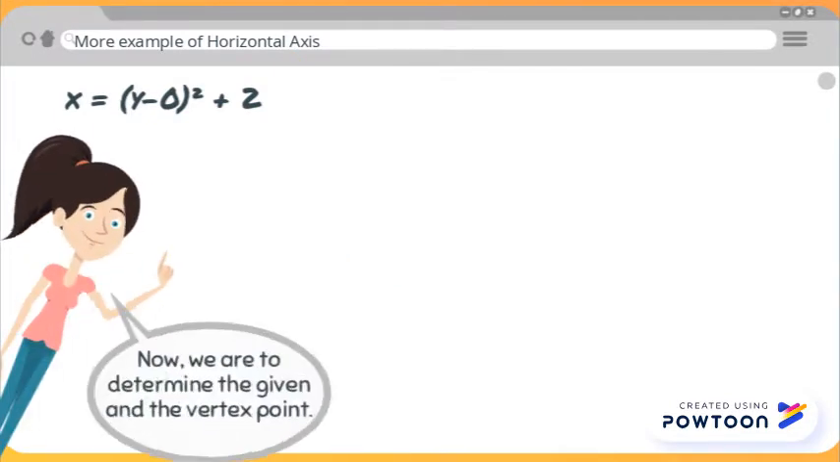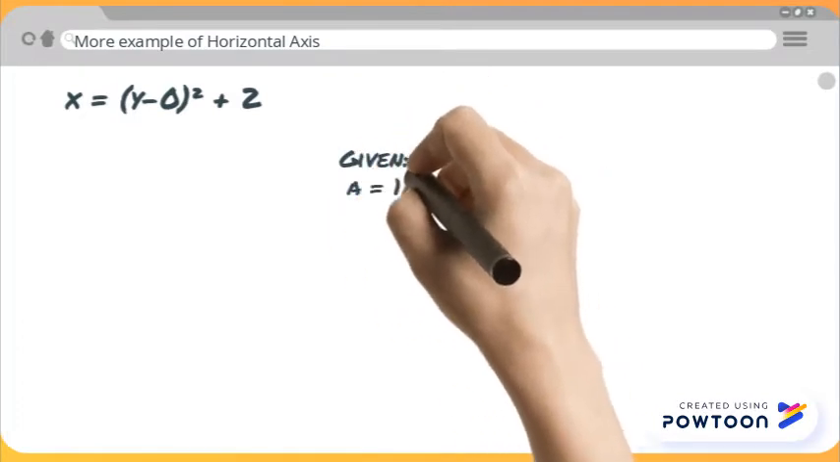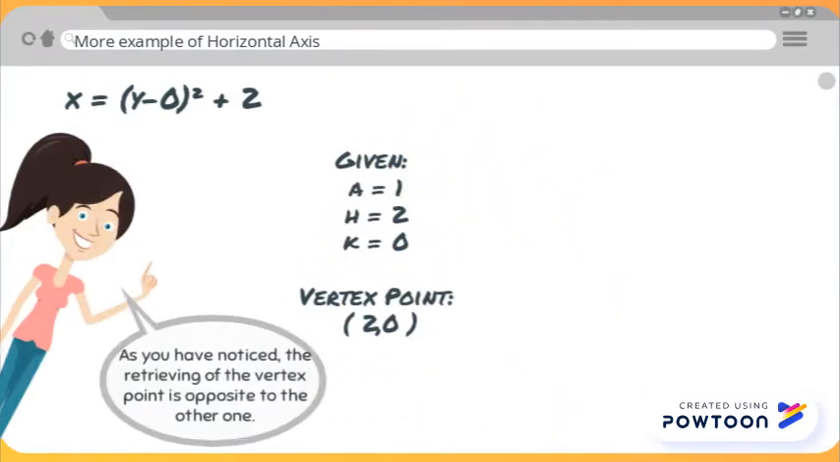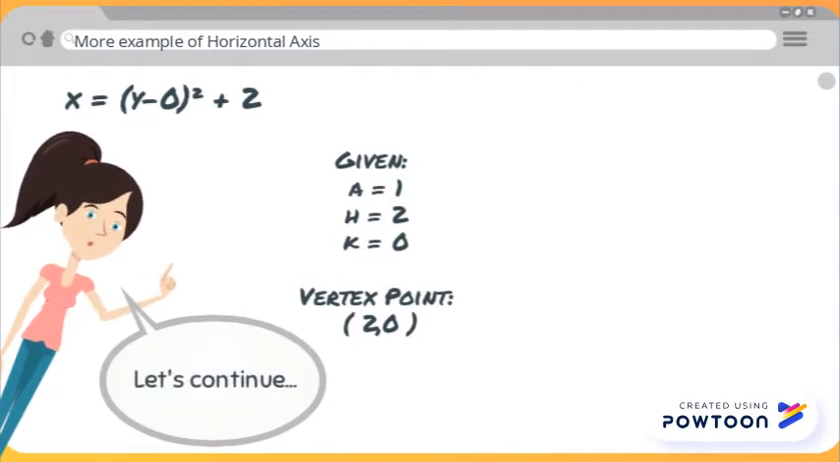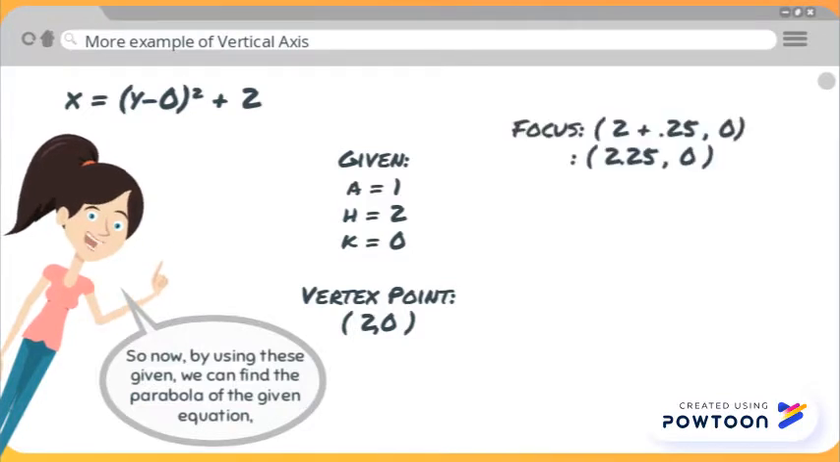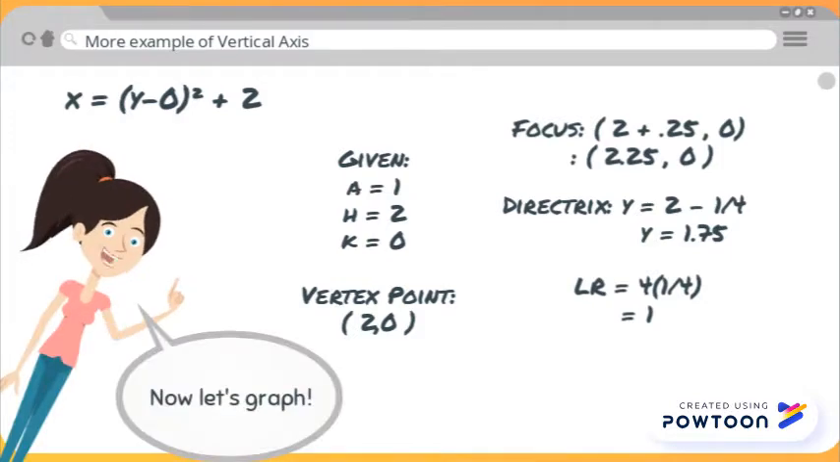Now, we are to determine the given and the vertex point. As you have noticed, the sign on the vertex point is opposite to the other one. Let's continue. So now, by using this given, we can find the parabola of the given equation. Now let's graph.